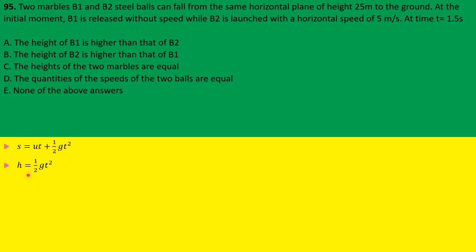So this particular equation, h equals half gt squared, now governs the vertical displacement of both marbles, right? So after 1.5 seconds, you notice that g is the same for the two of them, and t is the same for the two of them because it is 1.5 seconds later, so they both have the same vertical displacement, right? So our answer is actually C.